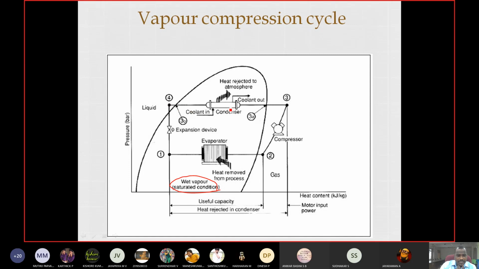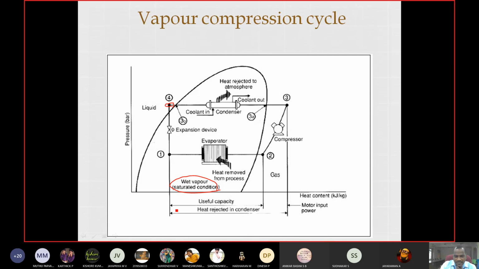So after the state 3 we can get the state 4. So that will be your subcooled liquid, right? So you can have the region of subcooled liquid after the exit of the condenser. Then this subcooled liquid is passed through the expansion device. We can get again the wet vapor. Then the process is again a cyclic process. So this will be a cyclic process.